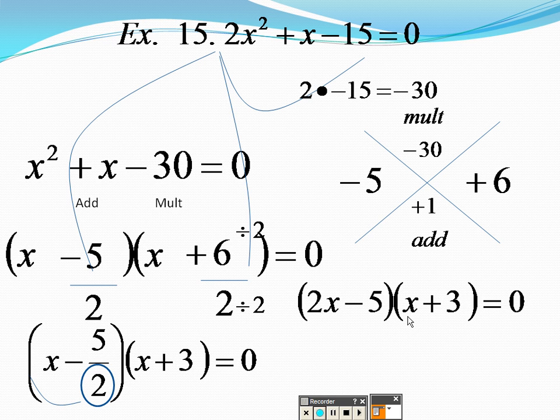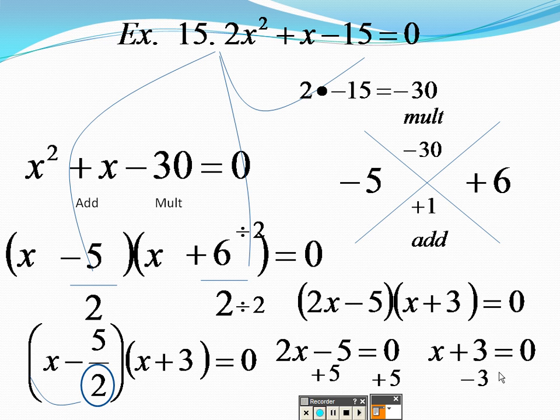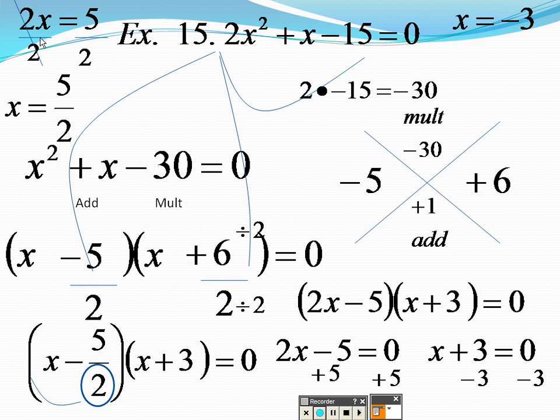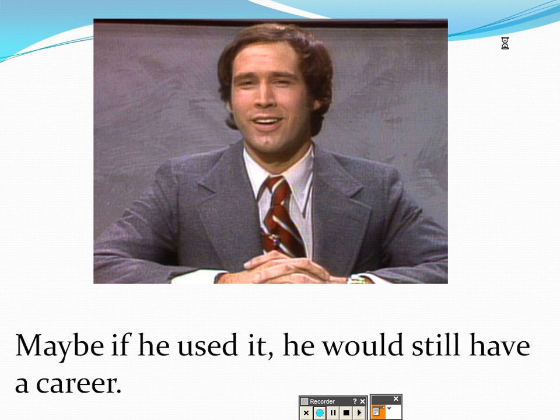So to solve this problem, I separate each and set them equal to 0. I'd add 5 to both sides for this one. I'd subtract 3 on both sides for this one. So I get 2x equals 5 and x equals negative 3. Well, this one's done. x equals negative 3 is your answer. Got to keep going on this one, though. Divide both sides by 2, so I end up with x equals 5 over 2 and x equals negative 3 as my answers.